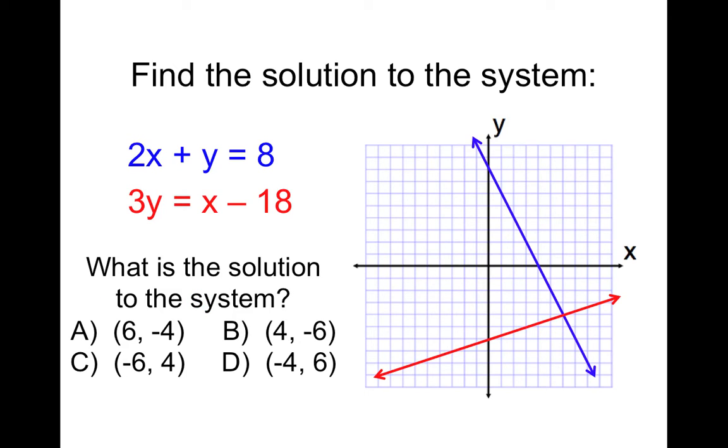Now we can simply observe where the graphs intersect and select the solution to the system. The solution to the system is 6, negative 4. When x is 6 and y is negative 4, it makes both of the equations true.